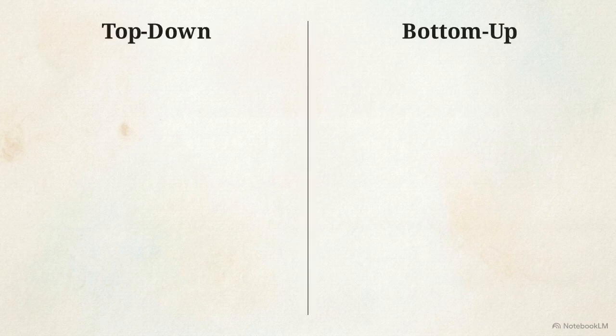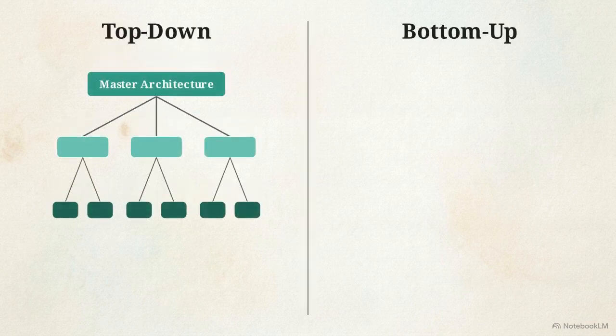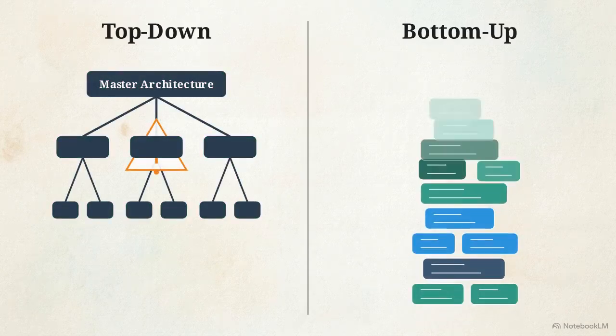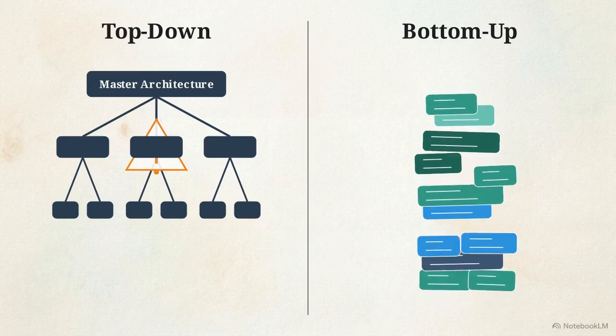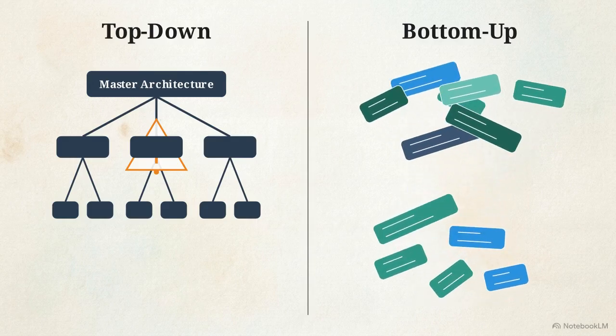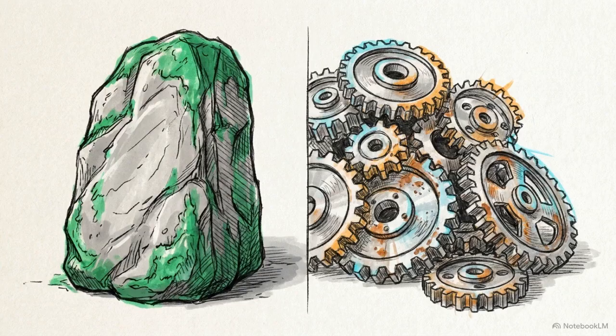Most workflows fall into two camps. Top-down defines the master architecture first. It's highly stable, but creates extreme rigidity if requirements change. Bottom-up builds isolated components first. It's faster to start, but risks massive fragmentation if the parts don't connect. Relying on either extreme alone forces a trade-off between a rigid, slow-moving monolith and a pile of parts that don't fit together.